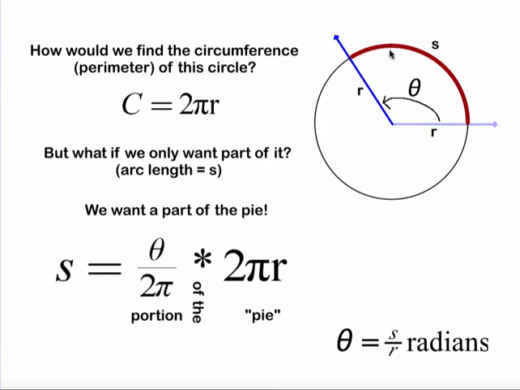So to find the actual length of this s, what we do is we take that central angle theta, divide it by 2 pi, and then we multiply by the circumference, which is 2 pi r. Doing some simple arithmetic here, you'll see that the 2 pi's will cancel, and you're left with theta r, which leaves me with one of my first formulas that we're going to be memorizing here. Theta is s over r. So I can find the central angle theta by comparing the arc length to the radius.